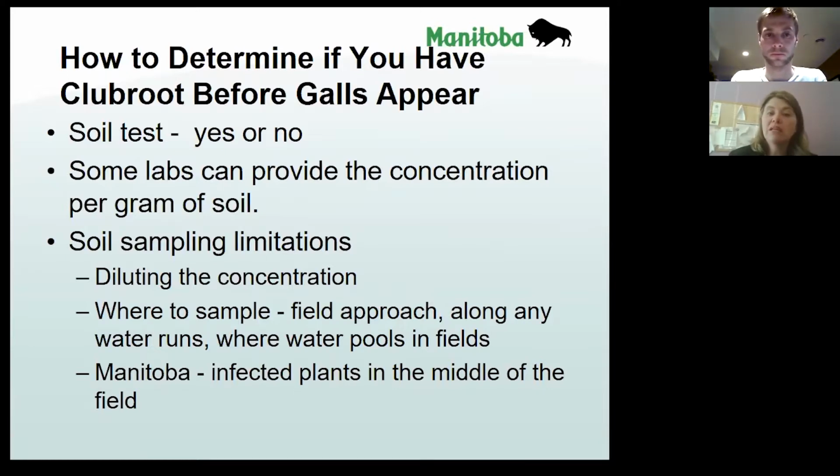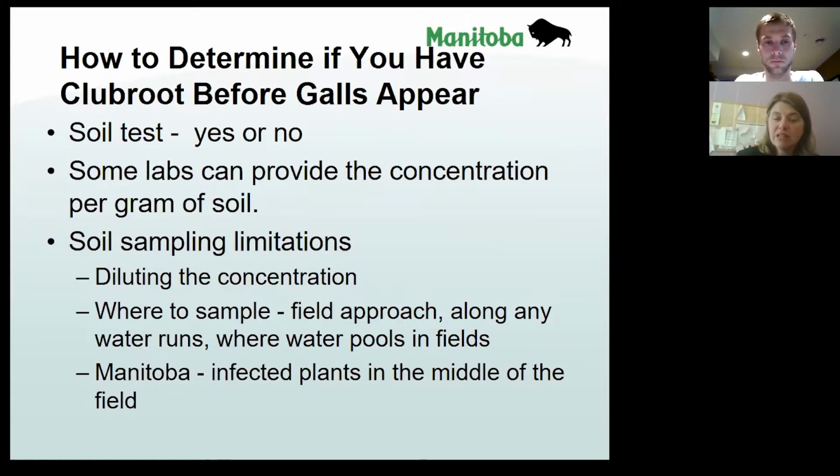So you can go test a field where you maybe have concerns. Maybe it's a field that it's just not yielding the same as everything else, and figure out if you do have Clubroot. And if you do, you can take measures. If you don't, that's great. Some labs can provide you the concentrations per gram of soil. The one in Manitoba does. It's called the Plant Surveillance Initiative Lab, or PSI Lab. There's other ones that are just going to give you a yes or no.